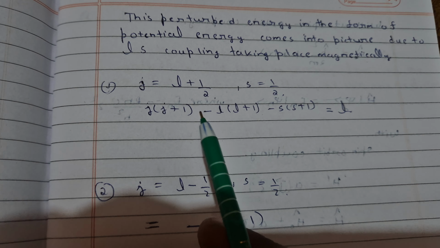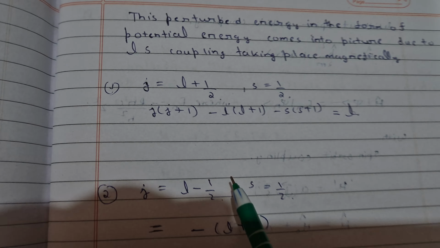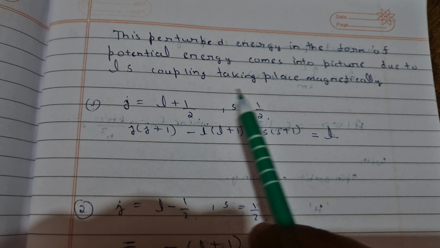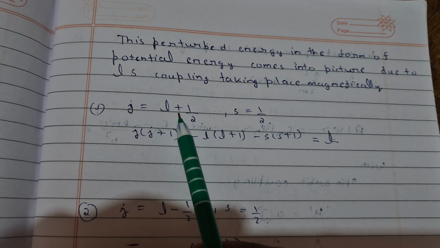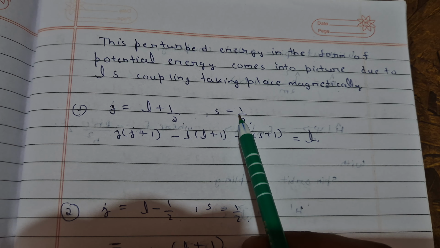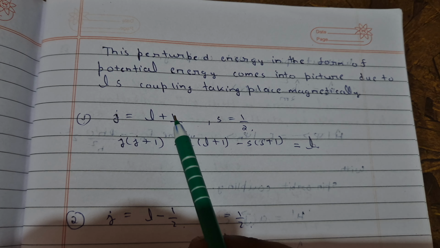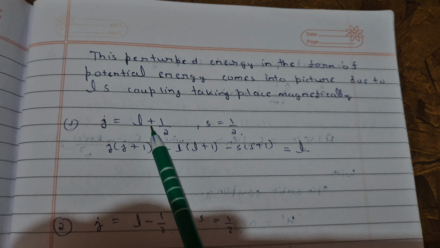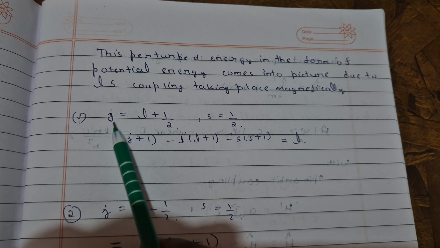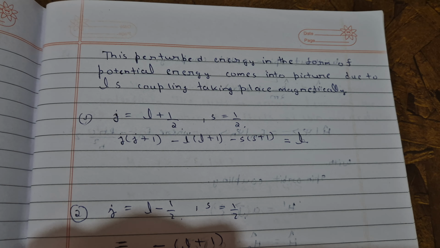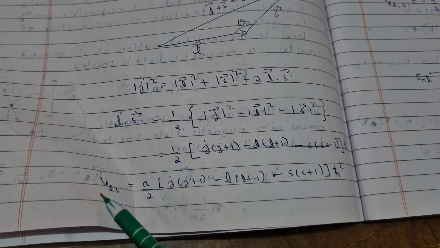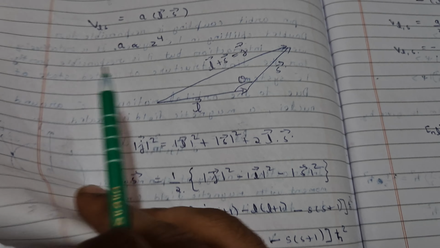Now for J, we have two values, L plus half and L minus half. We already know that it is L plus m_s, which we have seen, so it was plus half and minus half. But see, S will remain the same, that is half. So S can't be plus minus, it is simply half. But parallel and anti-parallel will give you that magnetic spin quantum number, that is plus minus half. That's why you will get two different values of J and a single value of S. So we'll calculate the value of this potential. That will give us the energy of these two levels.